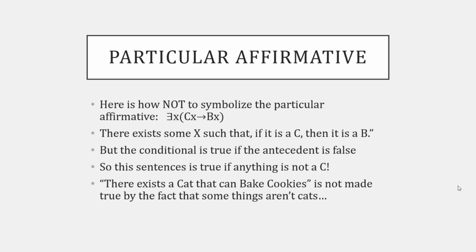There exists an X such that if I plug in a name there, the sentence comes out as true. Well, I'm Corey, and I'm not a cat. Therefore, the conditional, if Corey is a cat, then Corey can bake cookies, is true. Right? And that's bad. That's not logically equivalent to the sentence we were aiming for, which is there exists at least one thing that is both a cat and can bake cookies. So don't do that, right? To symbolize a universal affirmative or a particular affirmative, don't use the conditional.